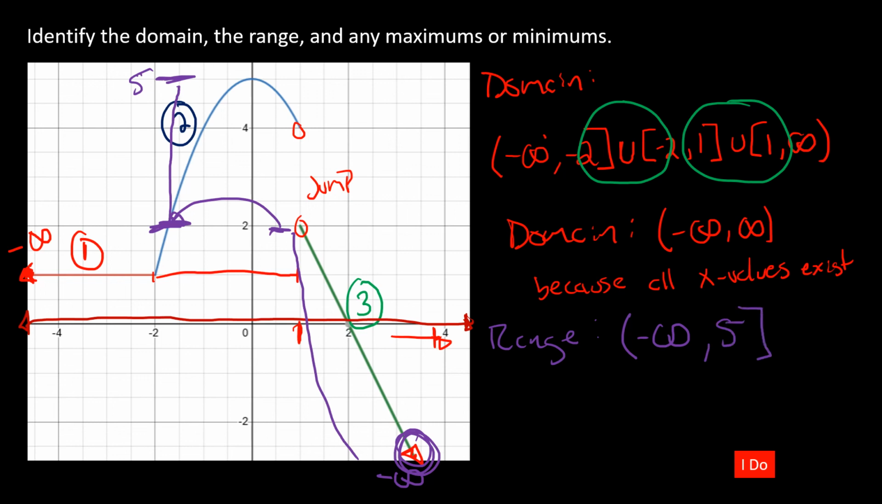And that's important. Okay? As far as mins and maxes, our max is our highest point. I'm going to put that in green here, which would be at (0, 5). And there is no minimum, as the graph goes forever down.